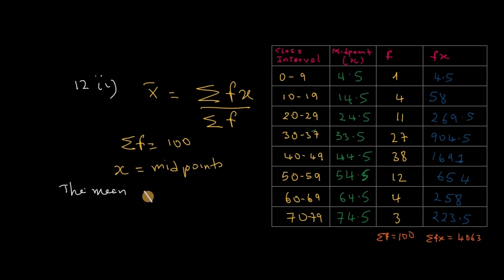So we can now compute the mean, which is x bar. So x bar is equal to this formula. I put summation fx as I got there. It's equal to 4063 all over summation f, which is 100, which is equal to 40.63. So this is our mean.